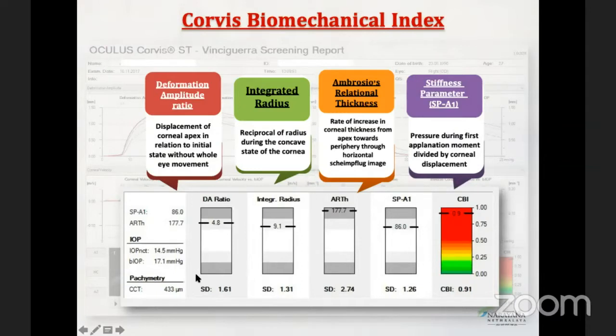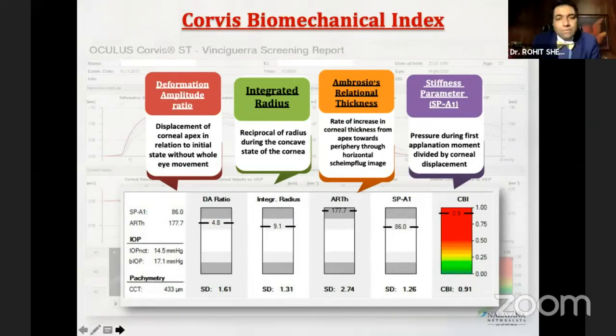Excuse me, there is some disturbance, please. Coordinators, can you please look into it? There is some disturbance. Okay. One timer, please mute.